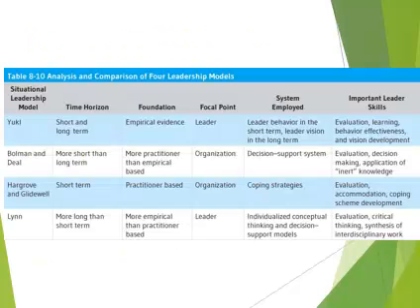All right, final slide. If you look on page 202, if you have your book, we have a picture of this that may be bigger if you can't see this on your screen. So this is a comparison of some of the leadership models. The Uckel leadership model is short and long term, and the foundation is evidence. With Bowman and Deal, it is more short term than long term, and more practitioner than empirical based. The Hargrove and Glidewell is short term and is practitioner based, and Lynn is more long than short term, and it is more empirical than practitioner based.